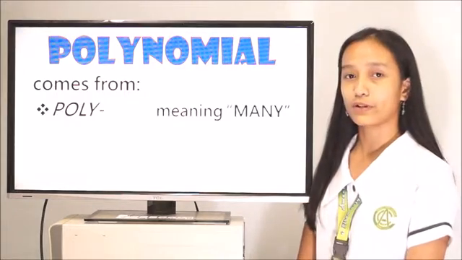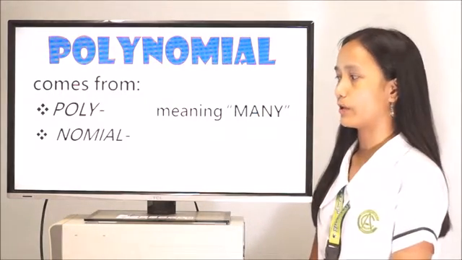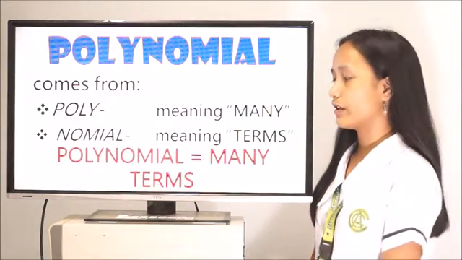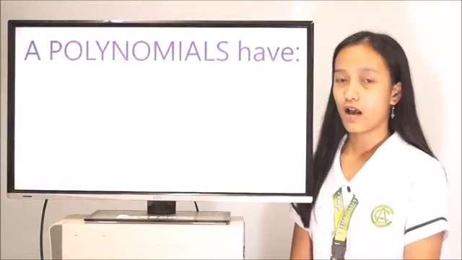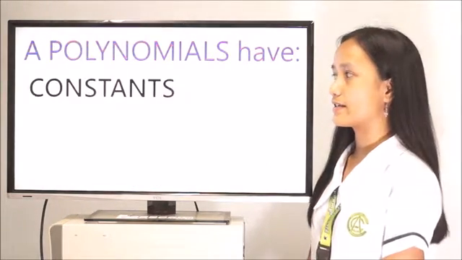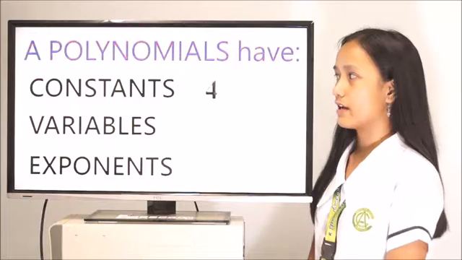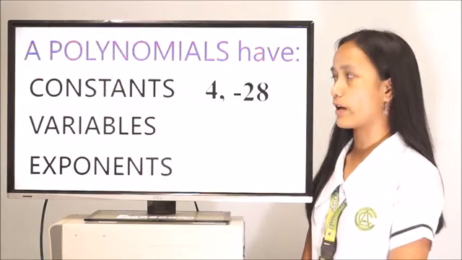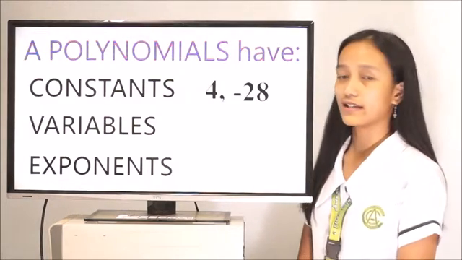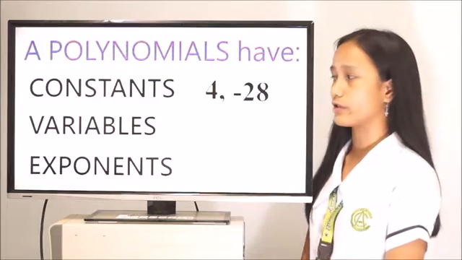Polynomial comes from the word poly, which means many, and nomial, which means terms. Polynomial means many terms. Polynomials have constants, variables, and exponents. Examples of constants are 4 and negative 28. Constants are sometimes called numerical coefficients.